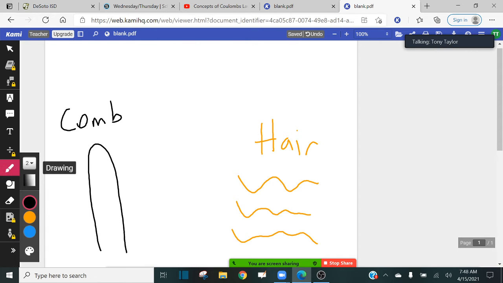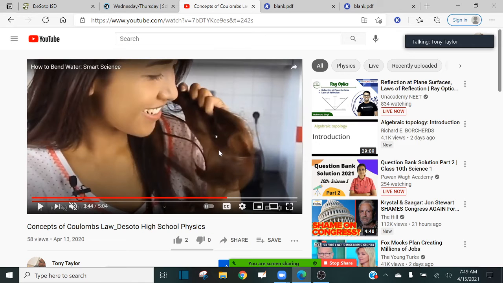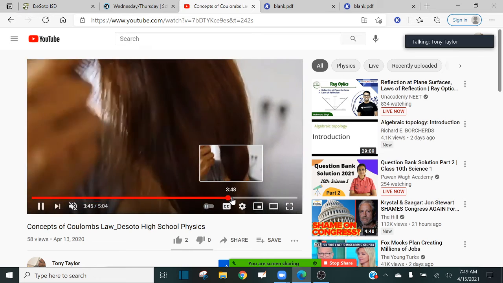So guys, what's going on here? As she's combing her hair, she's knocking off electrons from her hair, and those electrons deposit on the comb. So guess what? This comb now has more electrons than protons. It has gained electrons. So therefore, this comb now has an overall negative charge, right? So the charge is overall negative.